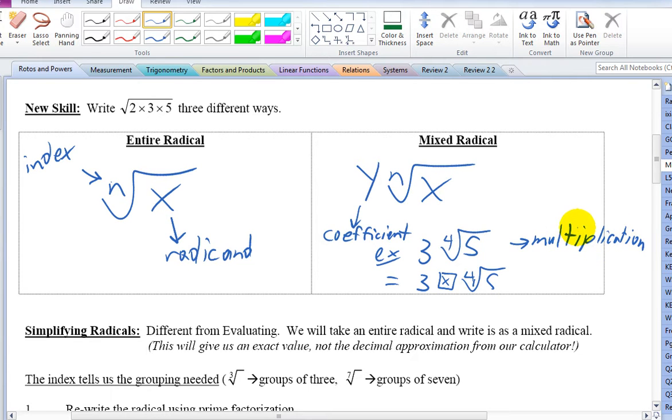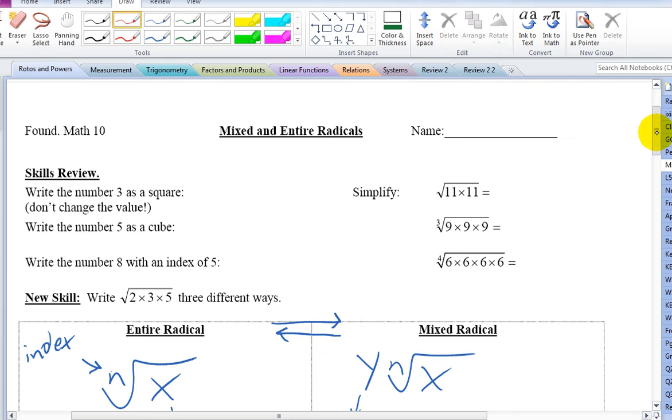Okay, and that's what we're looking at today. What we're going to do is go from an entire radical to a mixed radical, and then the other direction. It's kind of like if you have a fraction, 9 over 4, and you're converting it into a mixed number, such as 2 and 1 over 4. And then, of course, you'd be able to convert back. It's like that, but it's not the same. There are different steps, but that's the general idea of what we're doing. Both of them are exact values. We'll talk about that in a second.